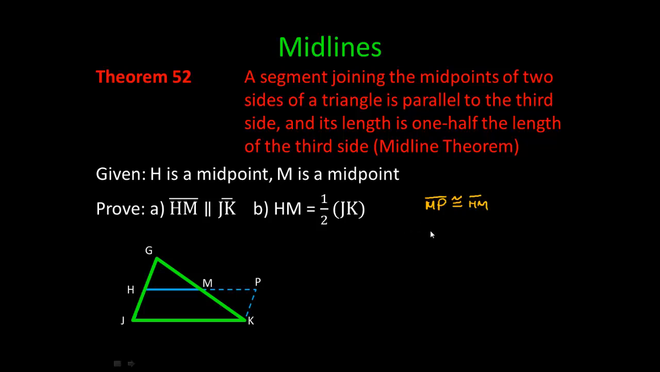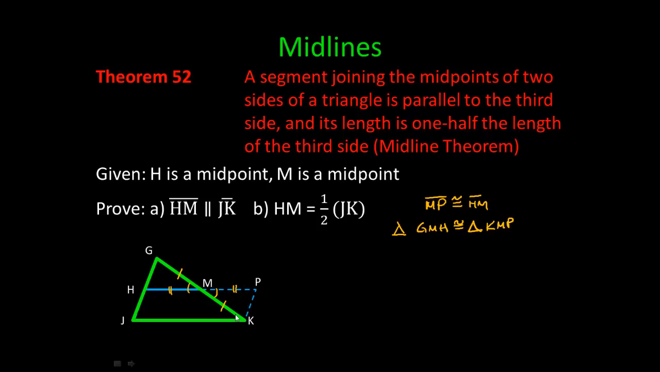Okay, and now that we've established that, we can then say that GM and MK are congruent because of the definition of a midpoint or division, however you want to look at it. And we also know that GMH and KMP are congruent because of vertical angles, and now we can prove that triangle GMH is congruent to triangle KMP.